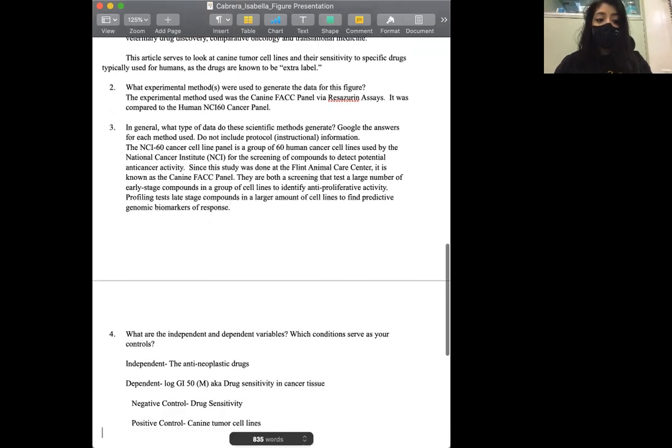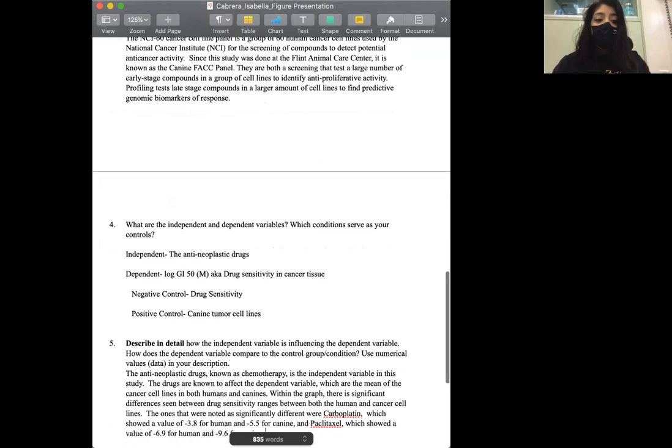So with that, the independent variable in this study was the anti-neoplastic drugs, which are chemotherapy, and the dependent was the log GI 50 mean, which is the drug sensitivity to cancer tissues. Negative control, again, drug sensitivity, and the positive control was the canine tumor cell lines.